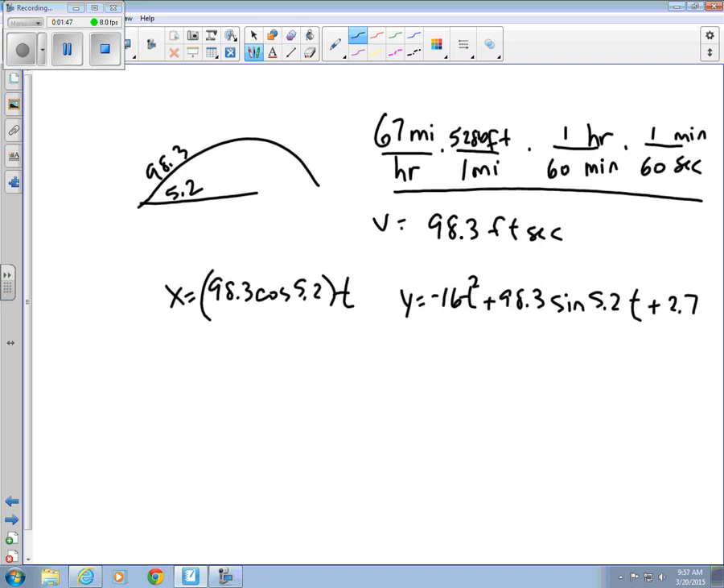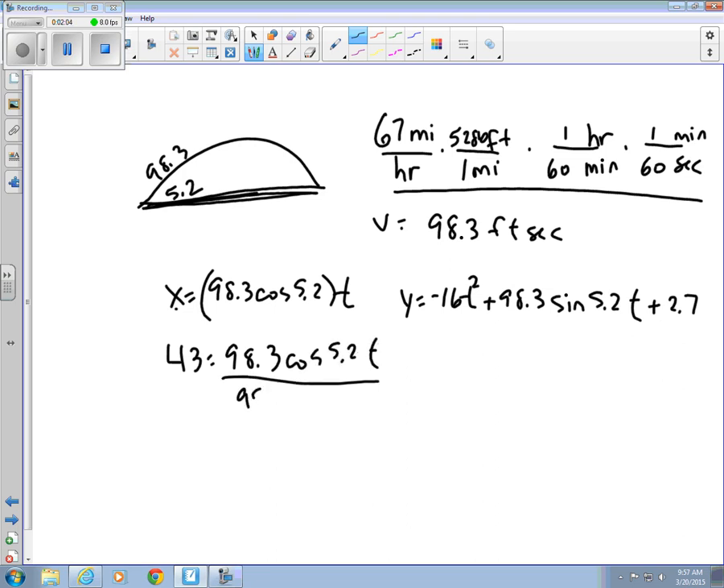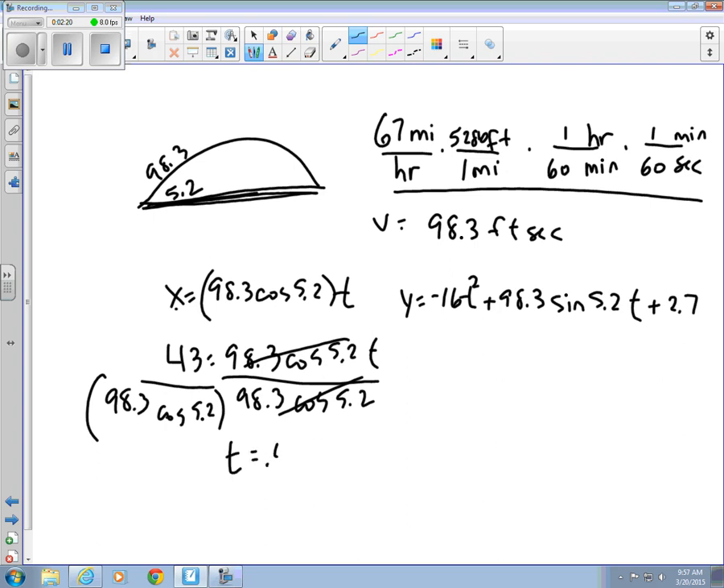It says the distance from the pitcher's mound to home plate is 43 feet. So isn't that what this is? Couldn't you solve for that? If you let this be 43 equals 98.3 cosine 5.2t, divide both sides by 98.3 cosine 5.2. Make sure you put those in parentheses. And when you do, you're going to find out that the time is 0.44 seconds. That's how long it takes till this ball goes all the way 43 feet and crosses home plate.